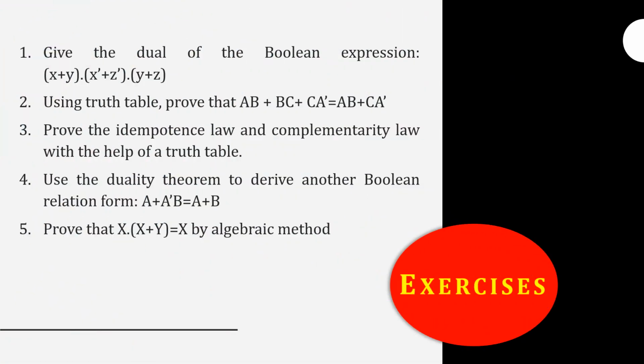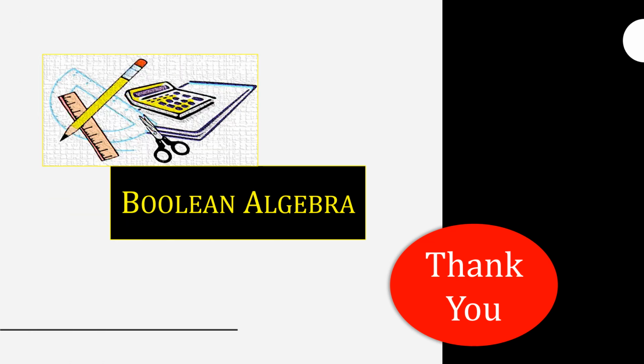Here you are given some exercises to find the dual of an expression, and to prove an expression using the truth table and this algebraic method. In this video, we discussed the various laws and theorems of Boolean algebra, and the truth table method and the algebraic method for evaluating a Boolean expression. Thank you.